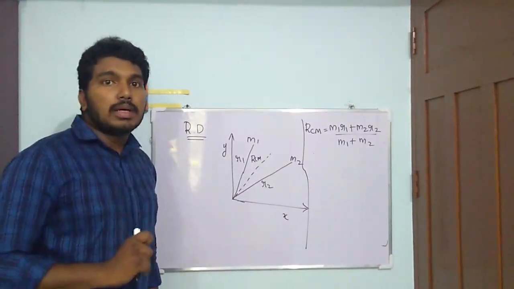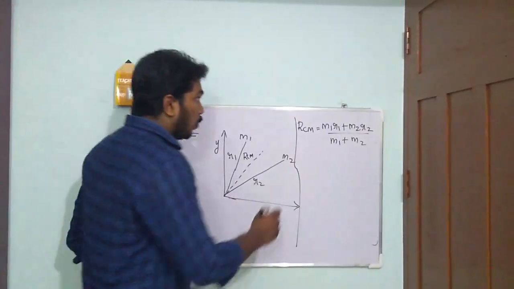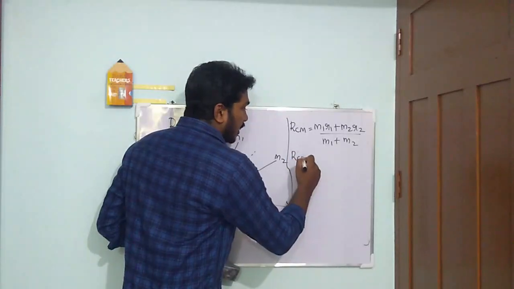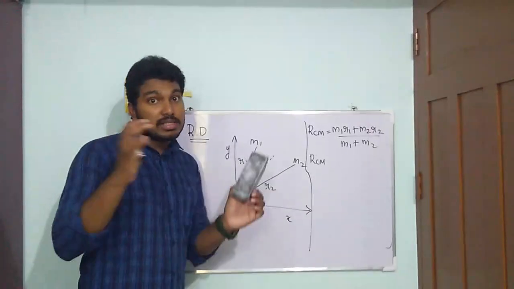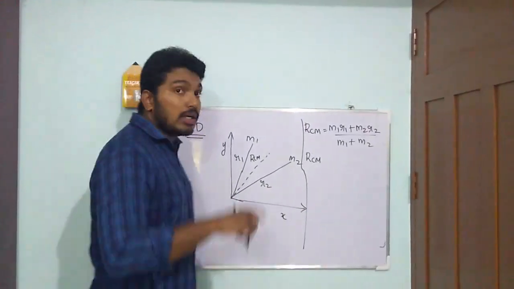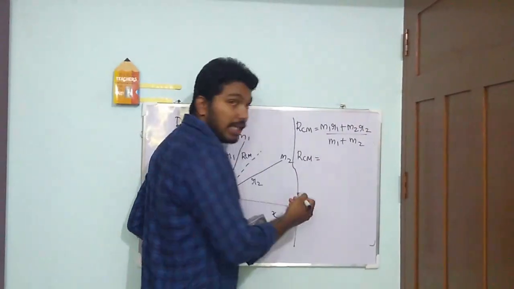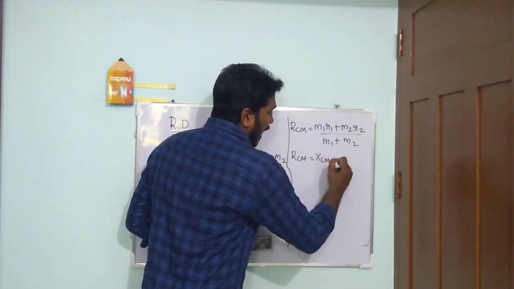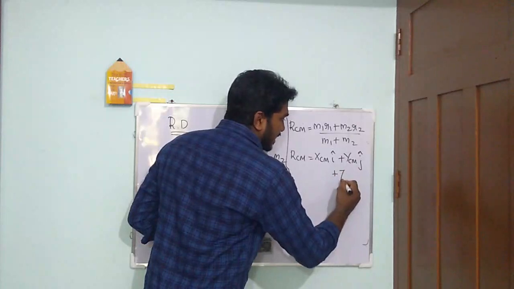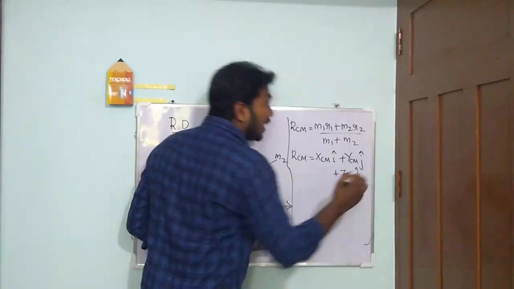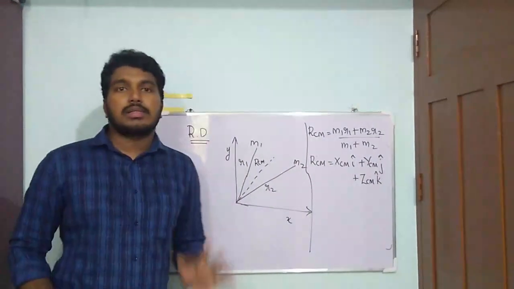Now, one thing you have to remember about this RCM is that it actually contains 3 components. One along the x-axis, the other along the y-axis. Here I've taken a 2-dimensional figure, but in real life it is a 3-dimensional motion we are observing, so we need to specify the z-axis also. So RCM is actually equal to xCM i cap plus yCM j cap plus zCM k cap. Right, so we have specified the center of mass of a two-particle system.